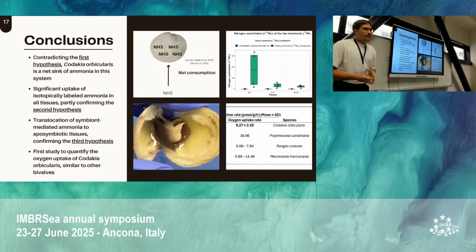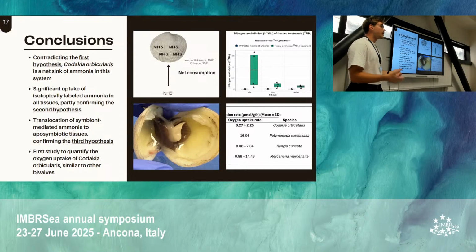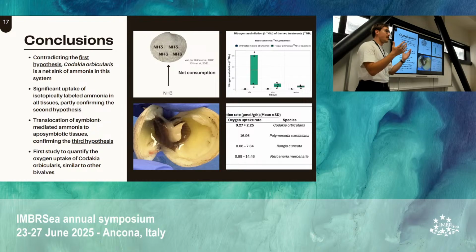And finally, this was the first study to quantify the oxygen uptake rate of Codacea orbicularis, and it was similar to that of other bivalves. So all in all, the new system was a success, and we're hoping that this will lay the baseline for a lot of future studies utilizing this novel two-phase system where you can look at chemosymbiotic animals or any species generally under long periods of time without having these gradients evaporate from abiotic interactions.